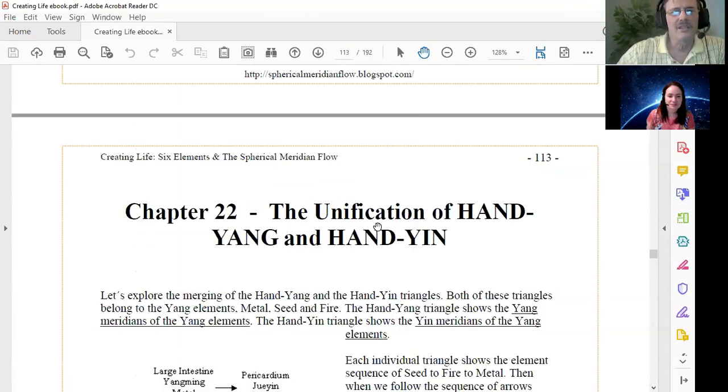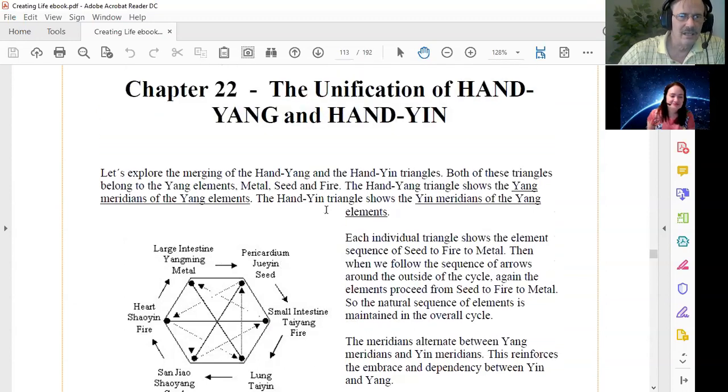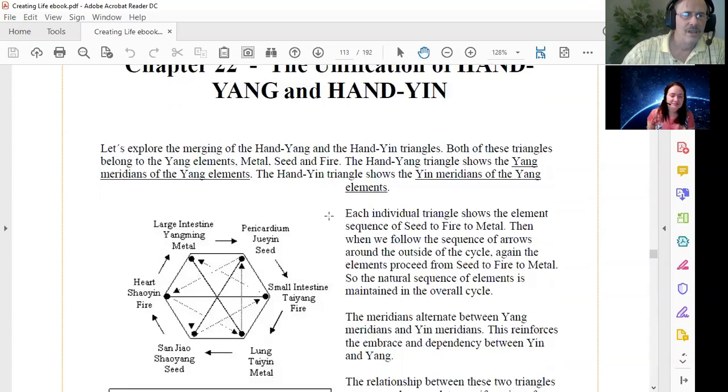Okay, so here we're going to unify hand yang and hand yin. Is that the one we want to do? Sure. So here, this is how the hand yin and the hand yang meridians combine. So we'll see one triangle: large intestine, small intestine, sanjiao. Those are the hand yang. And then the hand yin is the other triangle: pericardium, heart, and lung.